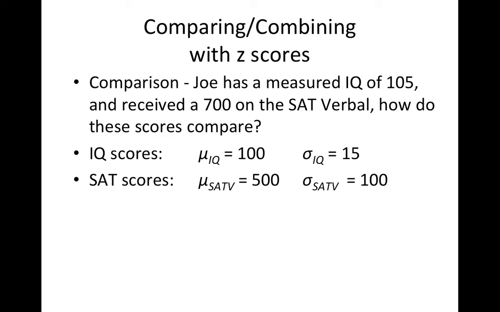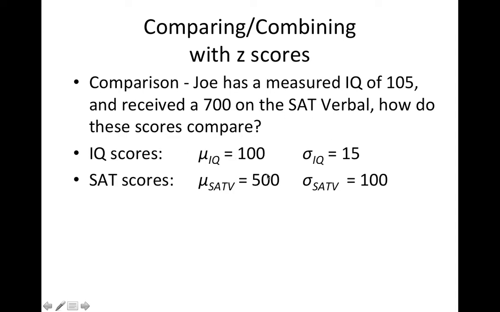Now, what is the usefulness of this? Well, first of all, z-scores are commonly used measures. They're often used in psychological research. This is often a way to look at particular variables, to do a z-transformation, but we can also compare z-scores. So for example, if Joe has a measured IQ of 105 and received a 700 on the SAT verbal, how do these scores compare? Both of these measures, IQ and SAT verbal, are sort of measures of intelligence, or ability. Are they comparable? How do they compare? So we could compare them.